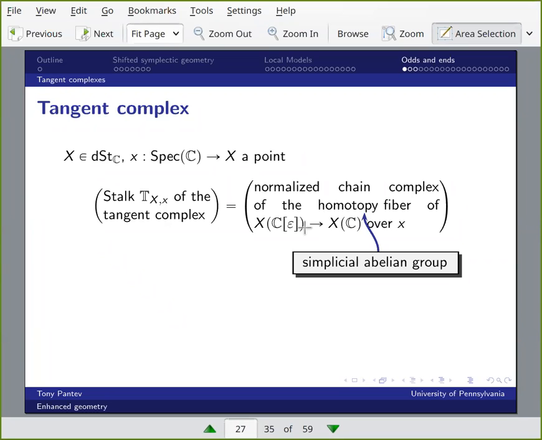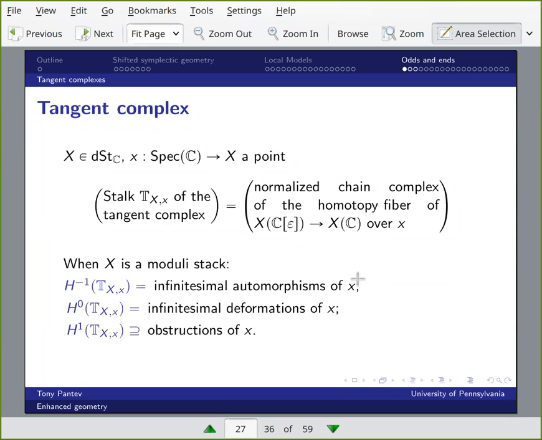And you can take the normalized chain complex associated with that simplicial set, which is a simplicial abelian group. With that simplicial abelian group, by the Dold-Kan correspondence, you can associate a complex, and that's the tangent complex. So if the guy was smooth, that simplicial abelian group would just be a group, and the normalized complex would be just a vector space, the tangent space. But with this extra fuzziness, we have to really work with that complex. So you get a tangent complex, and this complex actually has geometric meaning.